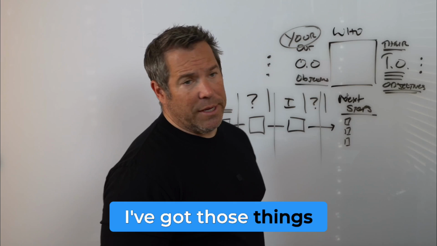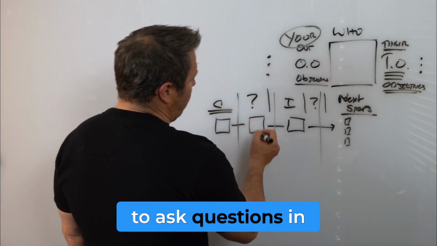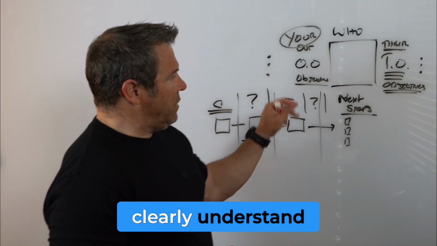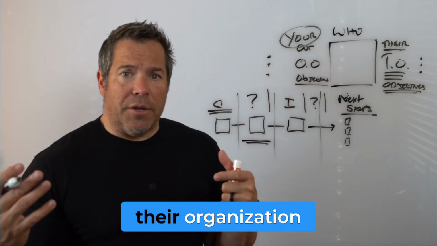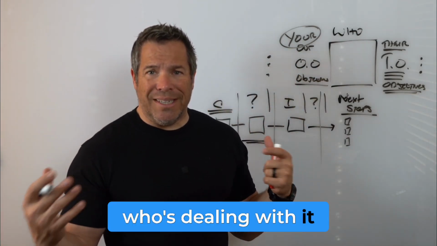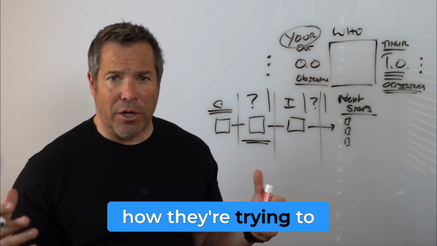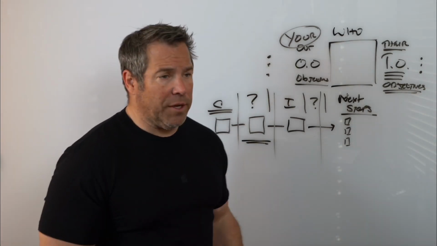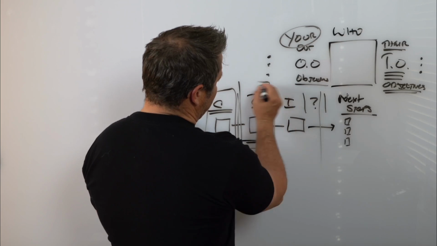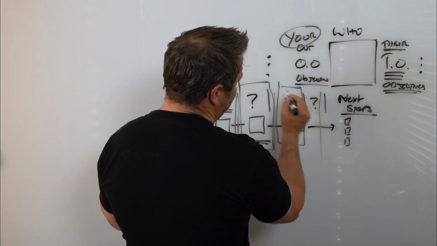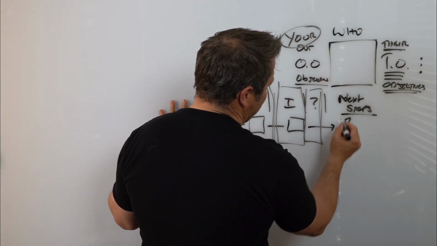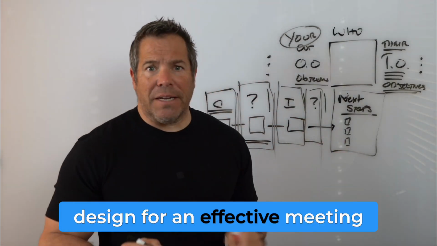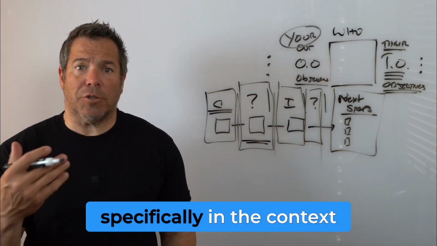I've got those things. Well, I'm going to have to ask questions in this front end to make sure that I clearly understand what are the things that are happening inside their organization, who's dealing with it, how they're trying to solve for it, and what the risk is of not solving. Anyhow, ask questions, share information, ask additional questions, get to those next steps. This is how we design for an effective meeting when we're meeting with a customer, specifically in the context of a research meeting.